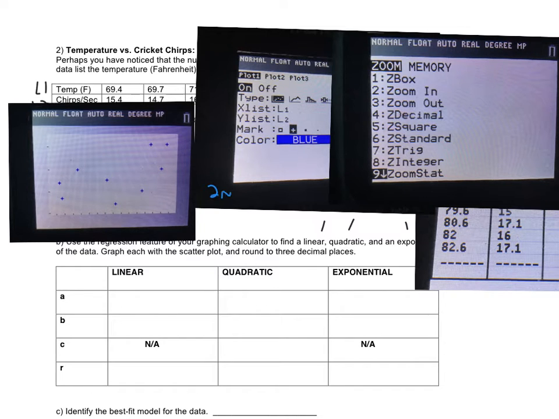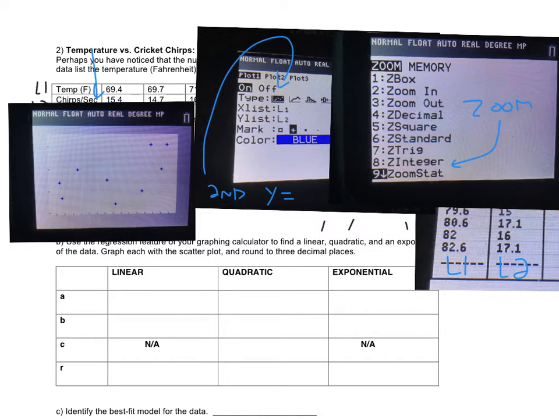We go to second, and then y equals for our stat plots. Remember, the scatter plot is the first type of graph. X list is going to be L1, the temperatures. Y list is going to be L2, the chirps per second. Go to zoom, and then down to option 9 for zoom stat. So there is what our scatter plot looks like.